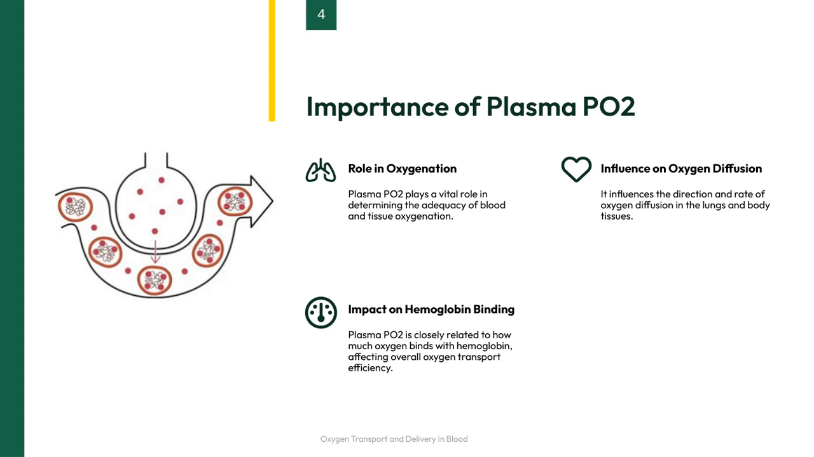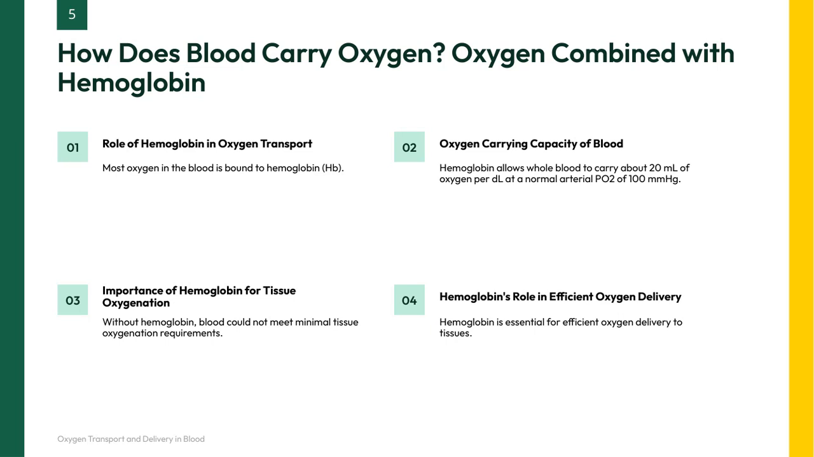Oxygen transport and delivery in blood is a fascinating process, and at the heart of it is hemoglobin. Hemoglobin is absolutely essential for efficient oxygen delivery to the tissues. Without it, our blood wouldn't be able to meet the minimal oxygen needs of our tissues, which highlights just how critical hemoglobin is for survival. Now, when we talk about oxygen carrying capacity, hemoglobin plays a central role. It allows whole blood to carry about 20 milliliters of oxygen per deciliter at a normal arterial PO2 of 100 millimeters of mercury.